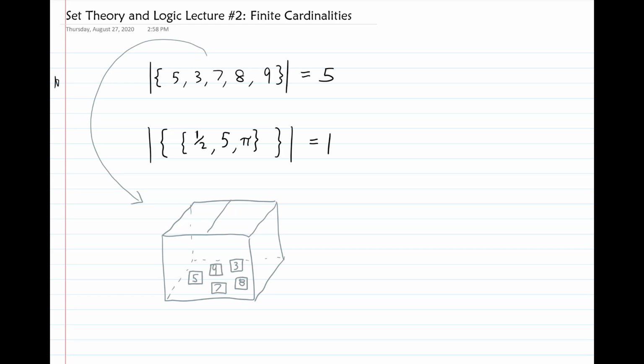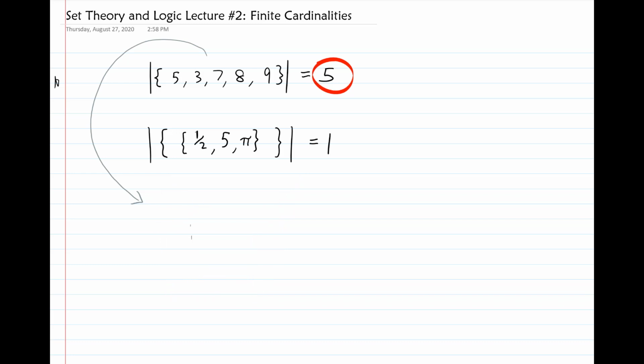Okay, so when I open that box and I look inside, how many things do I see when I look down in that box? I see 5 things, right? And that's why the cardinality was 5. Okay? So that one doesn't ever cause anybody any confusion, for the most part. Okay, now let's do the next one. And let's see why that answer is 1.